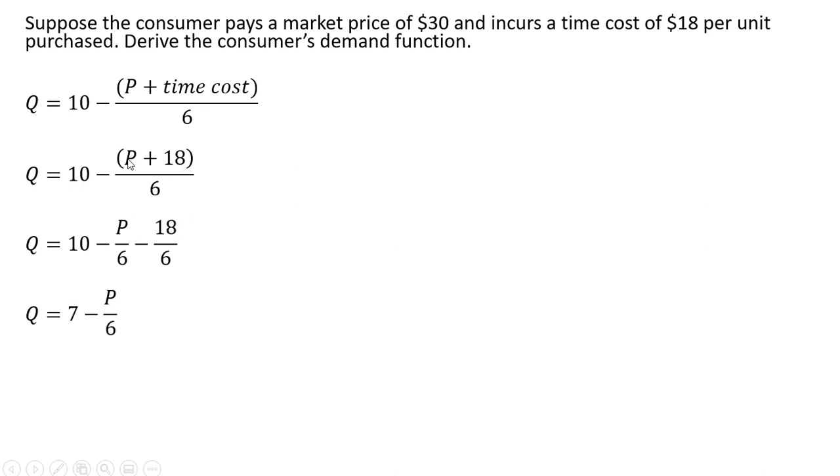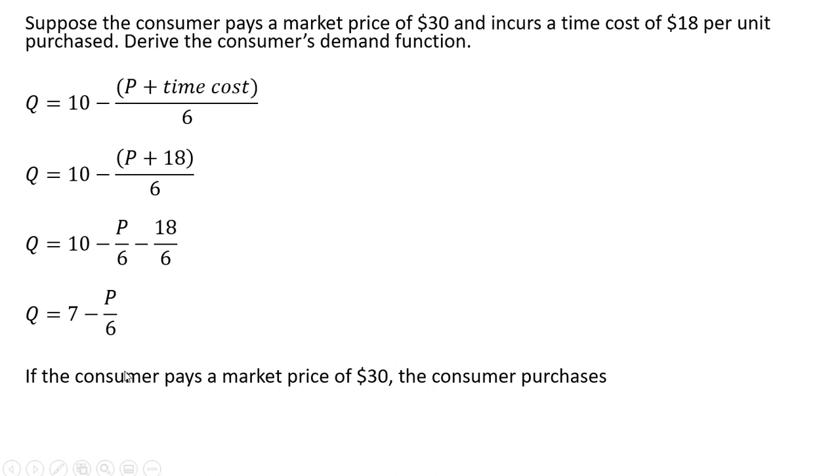And now we're going to divide this, minus P divided by 6, and this, minus 18 divided by 6. And minus 18 divided by 6 is minus 3, so 10 minus 3 is where this 7 is coming from. And if the consumer pays a market price of $30, when we incorporate this time cost of $18 per unit, the consumer now will only purchase 2 units, 7 minus 5.